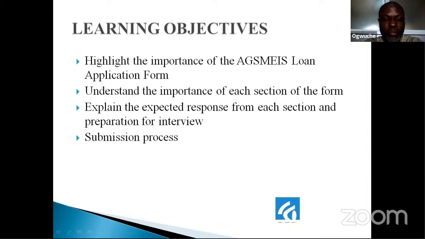Each section of the form is quite important, and that's why they are asking those questions. So try to explain the responses expected for each of those sections. And then, of course, the submission process. For submission, you're not just to submit straight to the bank. There are processes which you follow in making that submission. So we'll look at all of that.